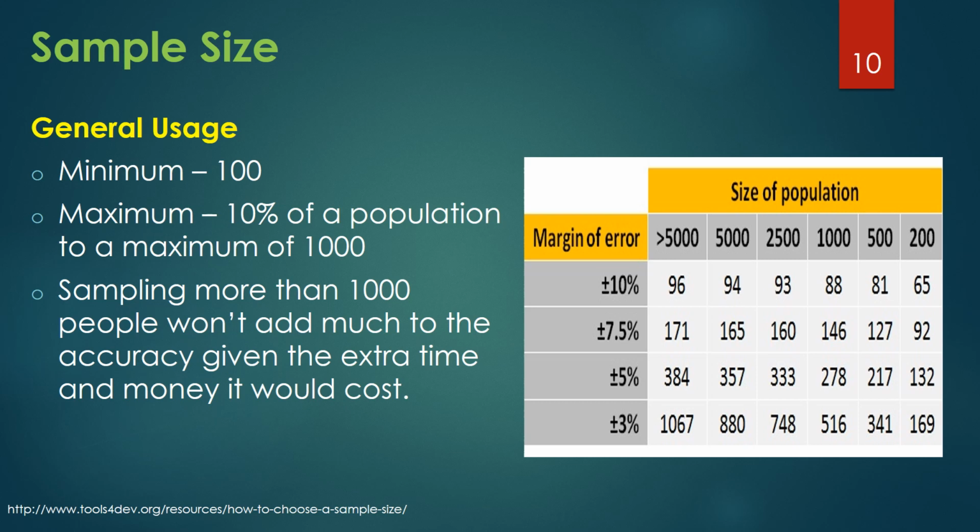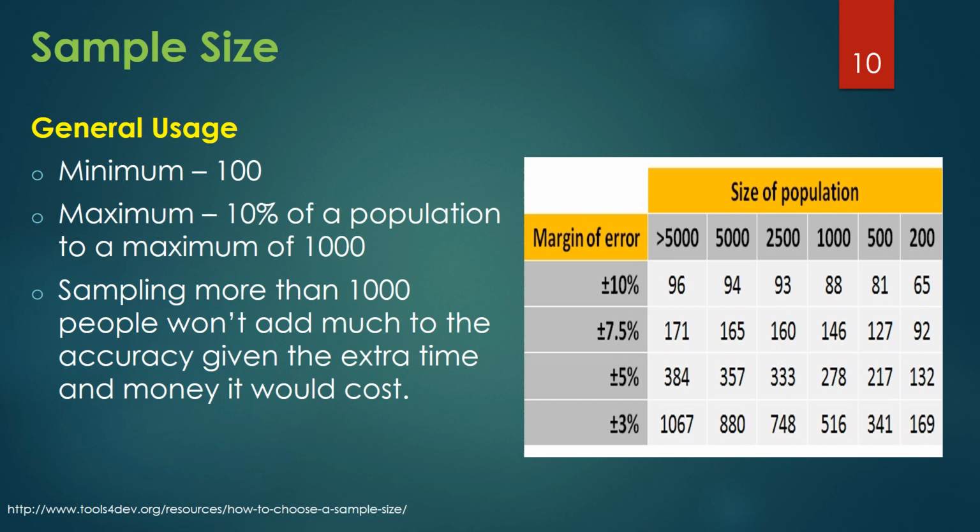Most statisticians agree that the minimum sample size to get any kind of meaningful result is 100. If the total population is less than 100, then everyone in that population should be studied. A good maximum sample size is usually around 10% of the population, as long as this does not exceed 1,000.